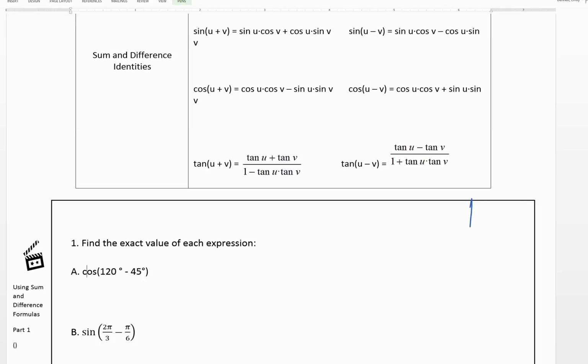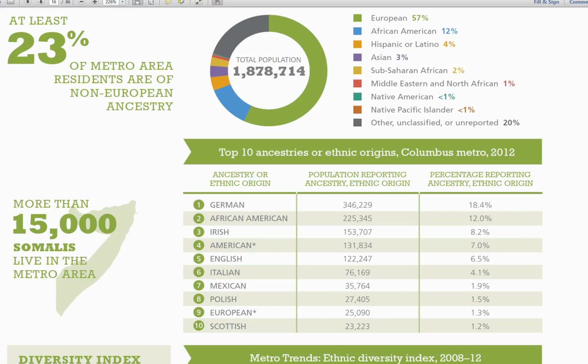So this says find the exact value of cosine of 120 minus 45. So this is going to be our U and this is going to be our V. So we're going to use this formula right here. And we'll say, okay, this is cosine of 120 times cosine of 45 plus sine of 120 times sine of 45. And now we need our unit circle.